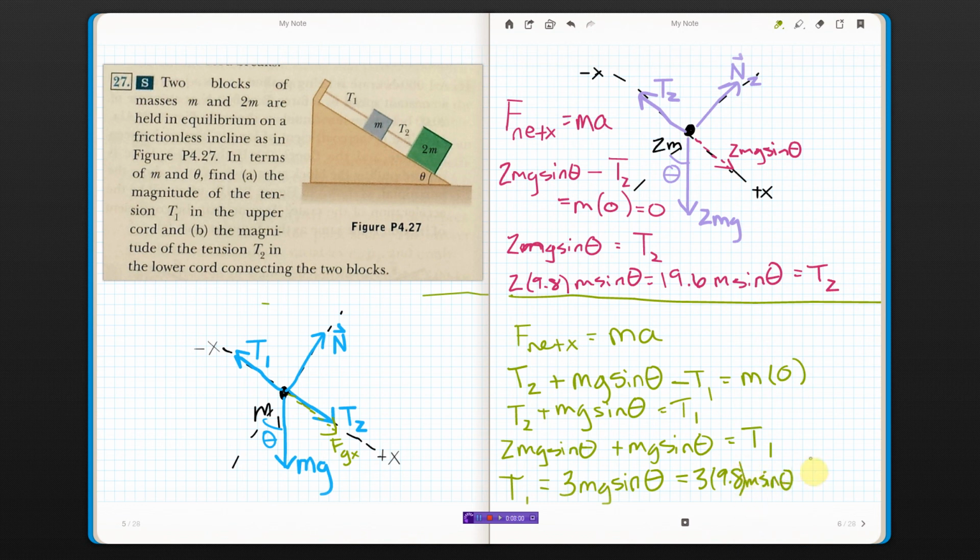Okay, which is, I'm almost out of room, we'll go this way. That is 29.4 m sine theta. Okay, that's T1. There we go. And that's all they wanted, so we are done.